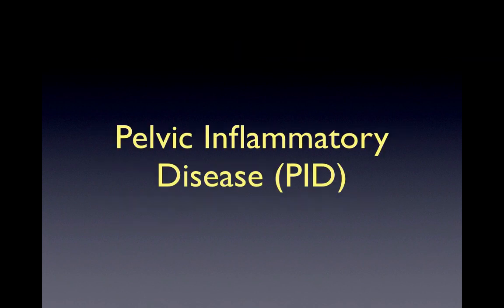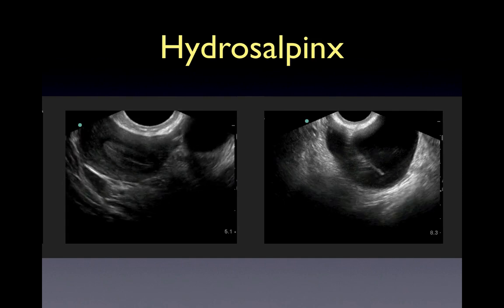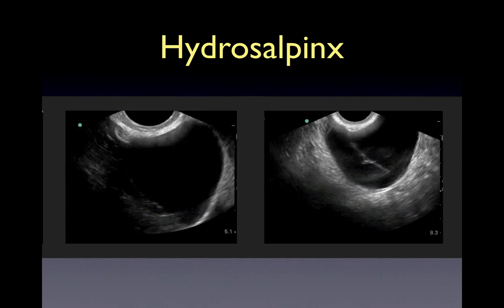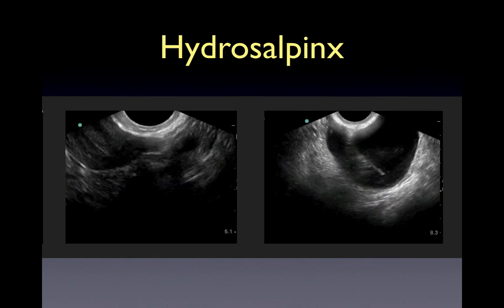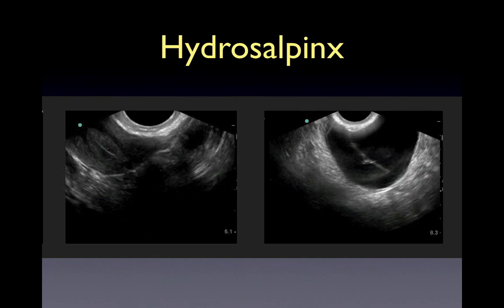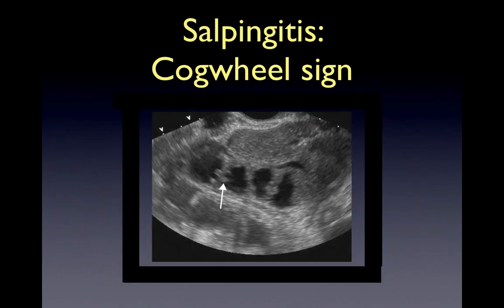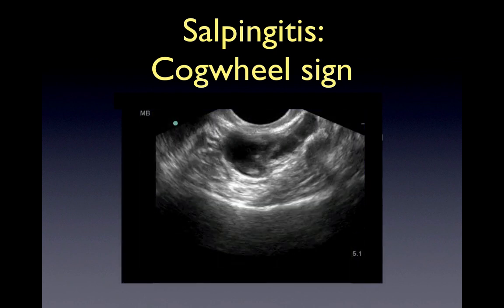Pelvic inflammatory disease is caused by the entrapment of sexually transmitted bacteria in the fallopian tube, creating a hydro or pyosalpinx. On ultrasound, this is seen as a fluid-filled tube with occasional hyperechoic linear structures representing the thickened endosalpingeal folds. A cross-section of the thick-walled tube appears as a sonolucent wheel-shaped structure. We call this the cogwheel sign.